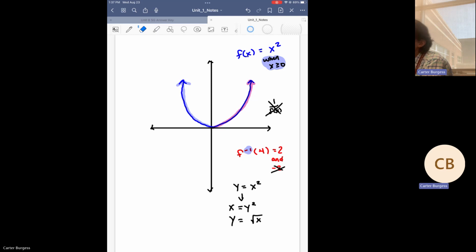All right, questions here with our kind of setup to inverses.